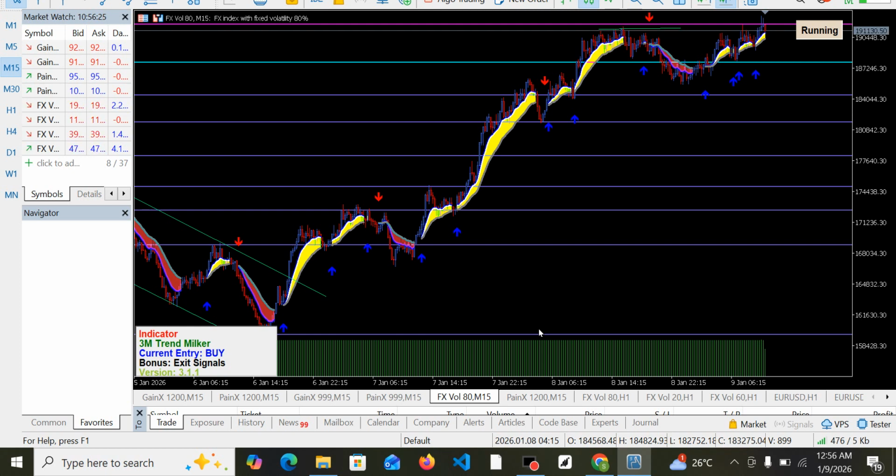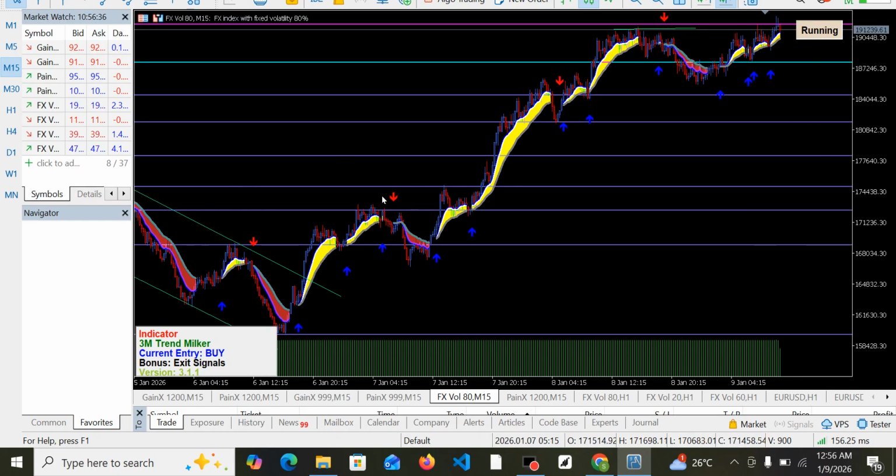And for an easy way to analyze the assets, that is why I am having this custom made indicator. So when it is showing a red color like this, okay, it shows that the market is on a downtrend. Okay, when it is showing a yellow color like this, it shows that the market is on an uptrend.